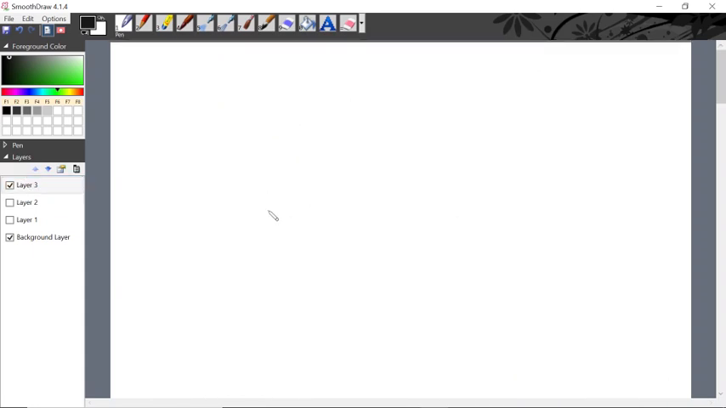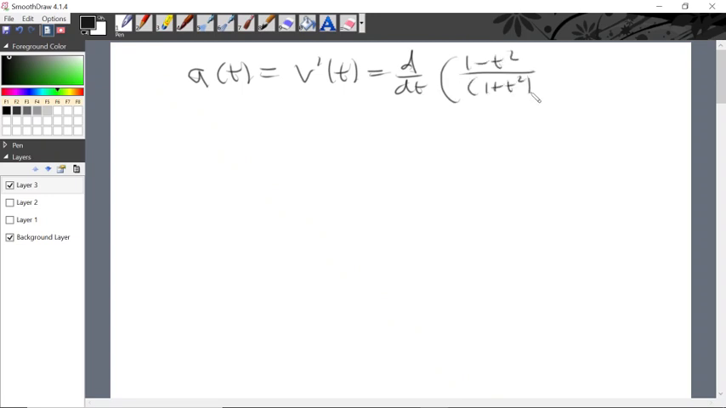So a of t is equal to v prime of t, right, which is the first derivative of this 1 minus t squared over the quantity 1 plus t squared squared. Okay, so now we're going to need a quotient rule, and there's also going to be a chain rule in there. So starting with low, 1 plus t squared squared, d high, that gives negative 2t, plus the high, 1 minus t squared times d low, which is going to be what?